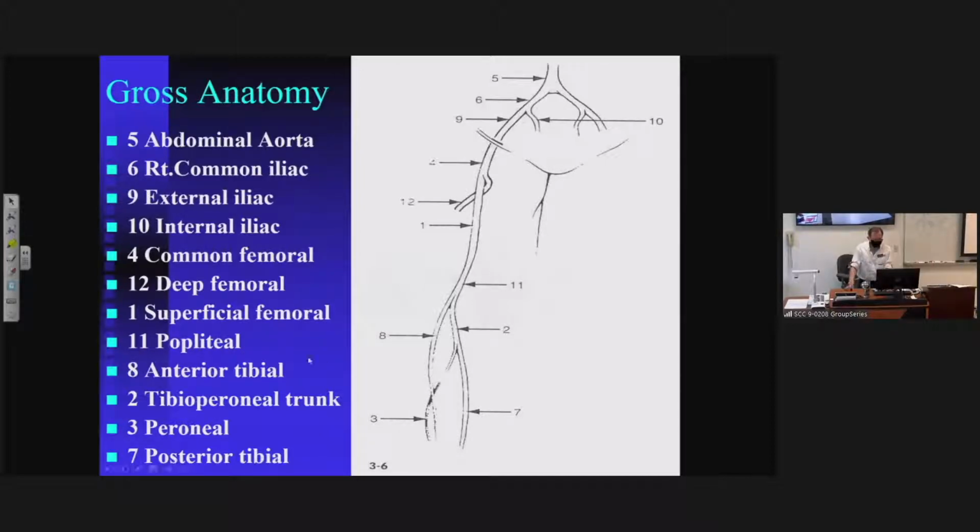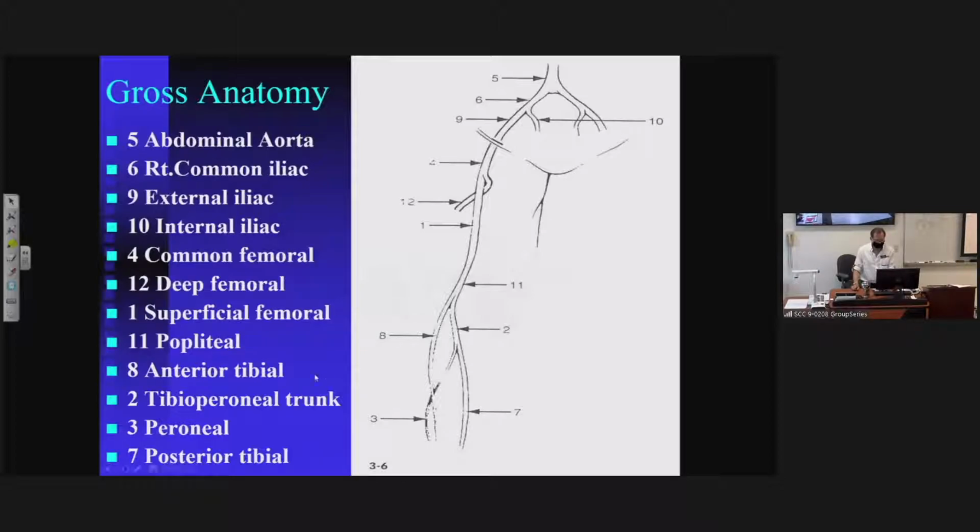So then I go down here to the anterior tibial. Now this is going to run all the way down to your foot, and that's going to become the dorsalis pedis, the one you feel next to your great toe, the tendon of your great toe. And then this is the tibial peroneal trunk, and then this one's a peroneal artery, and this one feeds your calf muscle for walking upstairs.